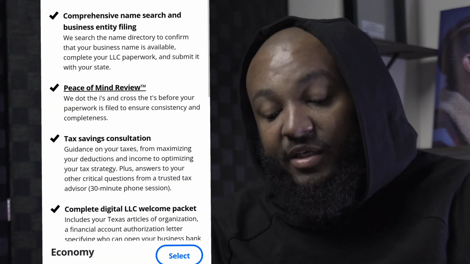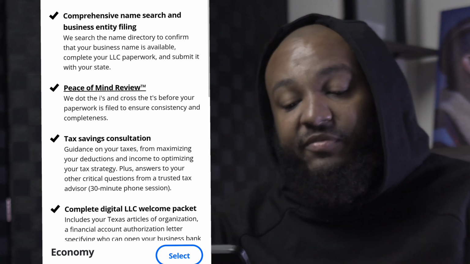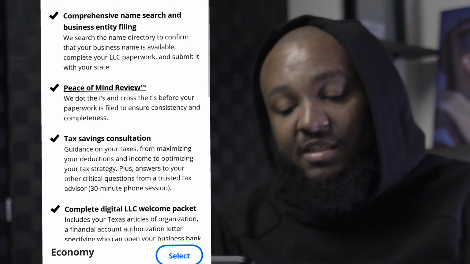Okay, the only thing LegalZoom is getting from you is $79. That's the package amount. The state filing fees go directly to the state. So, what does the economy package include? Comprehensive name search and business entity filing.